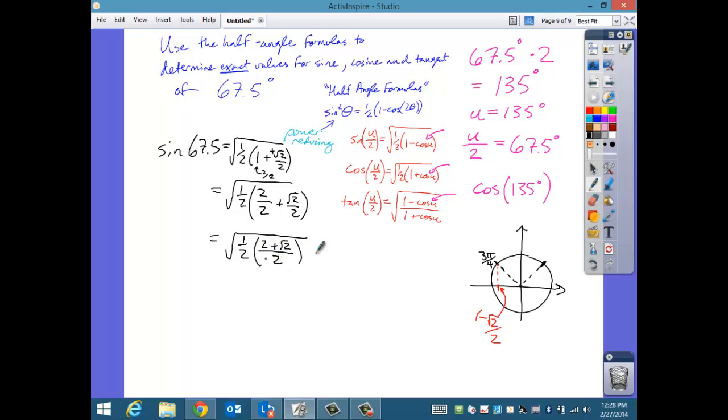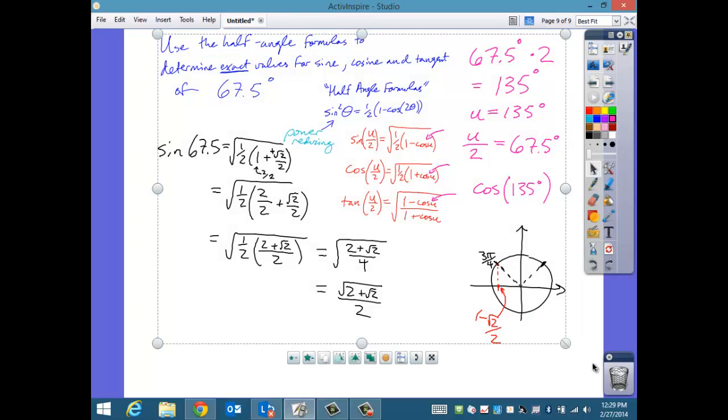And then I can multiply those together. And when I take the square root of something, I square root the top and I square root the bottom as well. So I'm done. So there you go. So that is an exact expression for the sine of 67.5 degrees. Okay.